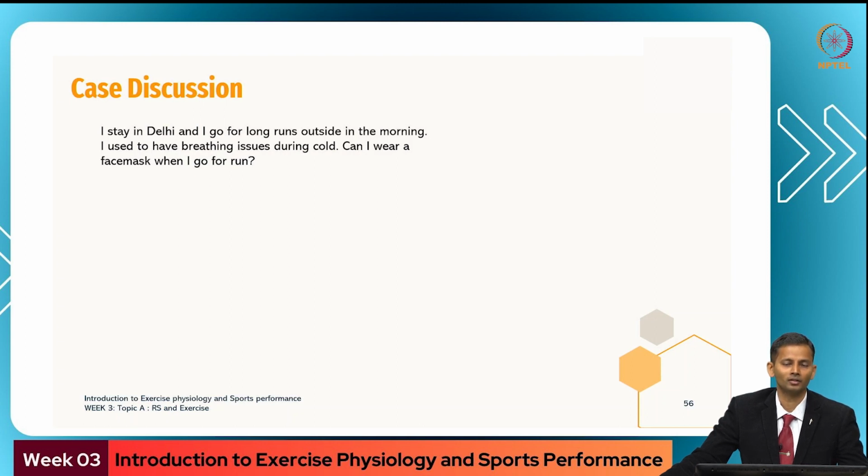So this guy came to me saying that I stay in Delhi and I go for a long run outside in the morning hours, and I generally face breathing issues when I go for a run outside during colder weather. And he asked me whether he can wear a face mask when he goes for a run, considering the pollution that is there in Delhi. So with the knowledge that we have acquired in the previous discussions, let's discuss this particular case.